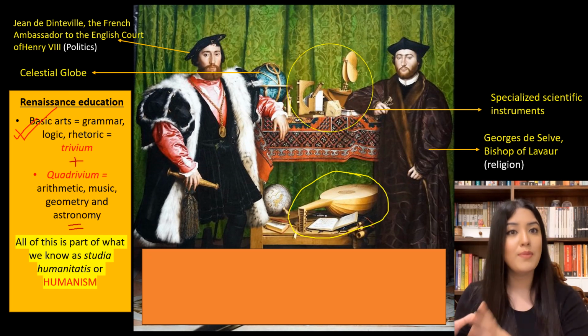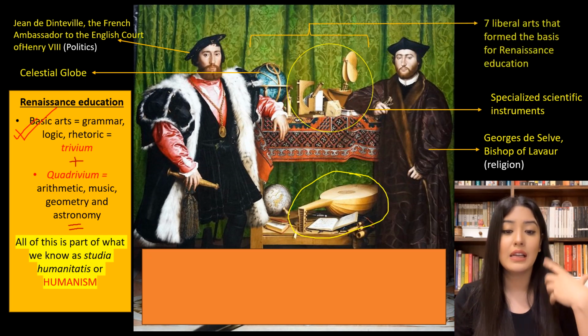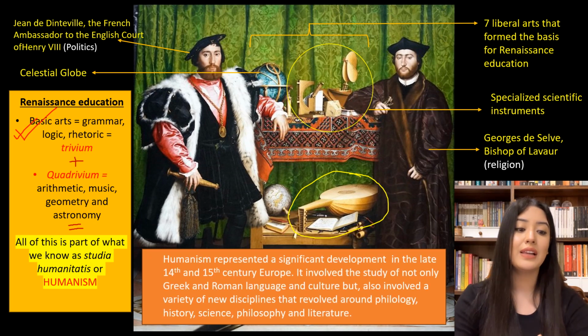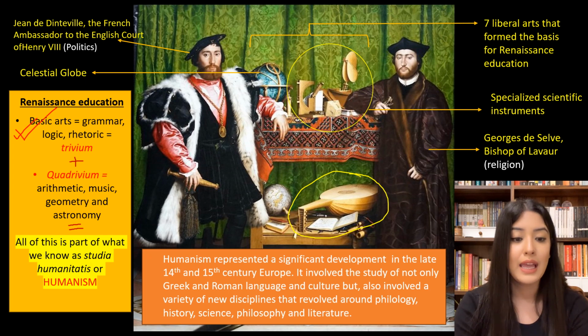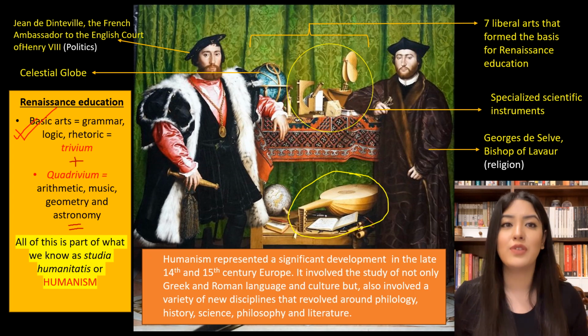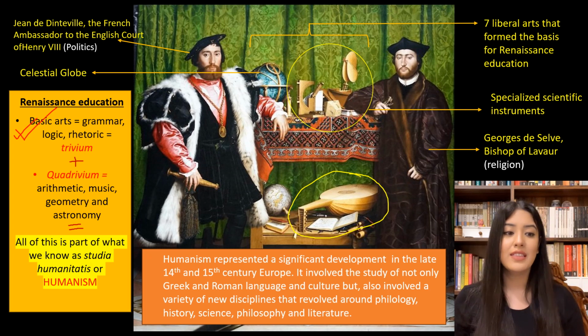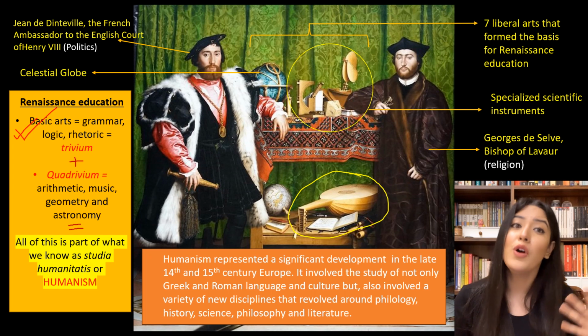So together, the trivium and the quadrivium, they are part of what we know as Studia Humanitatis or humanism. So humanism represented a significant development in the late 14th and 15th century Europe. It involved the study of not only Greek and Roman language. So as we know, Renaissance, rebirth, revival of learning, it's not just that. It actually involved a variety of new disciplines that revolved around philology, history, science, philosophy and literature. So I hope this is clear now, that it was a time when it was not just about revival of Greek and Roman learning. It was not just that. It was more than that, actually.